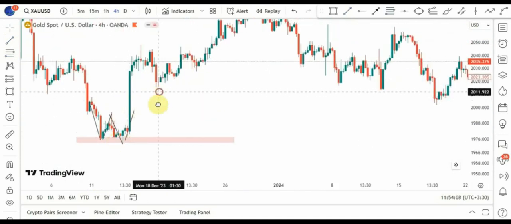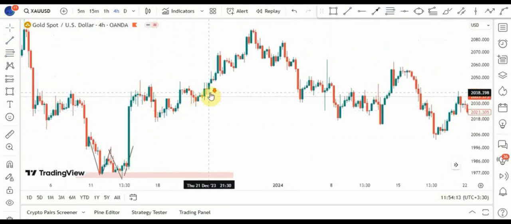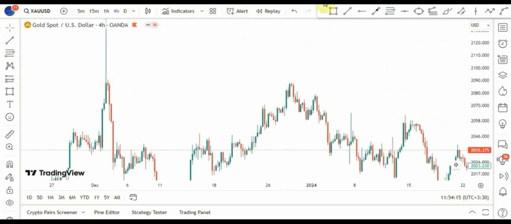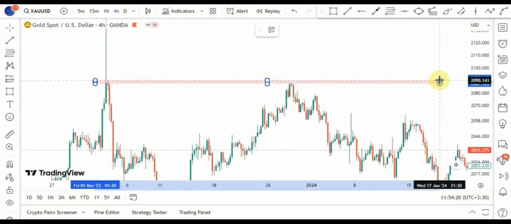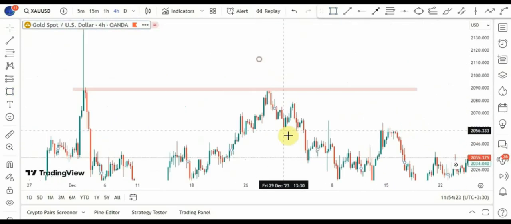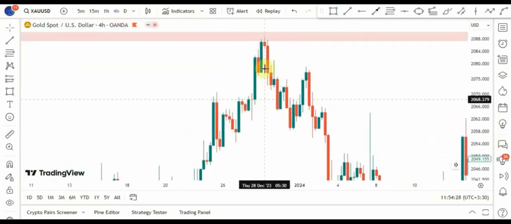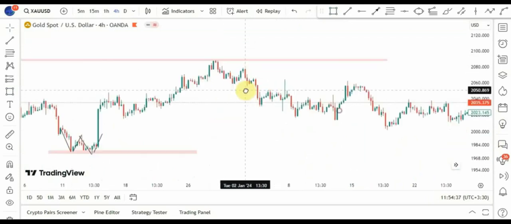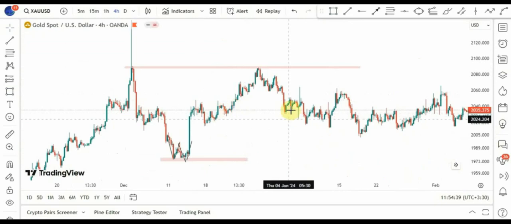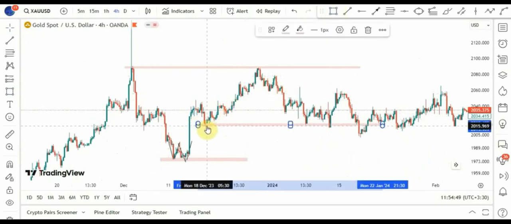Then gold rises up till here, around 2090, and then the price was thrown down by this hammer, by this red candle. And this is our support resistance zone, I mean here, 2015 to 2018.